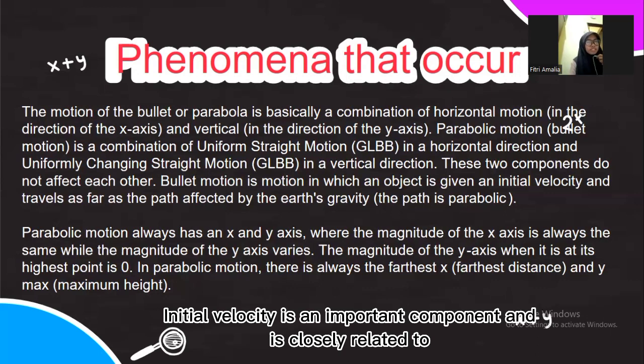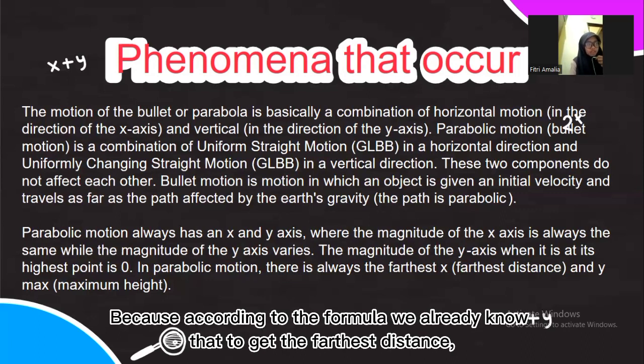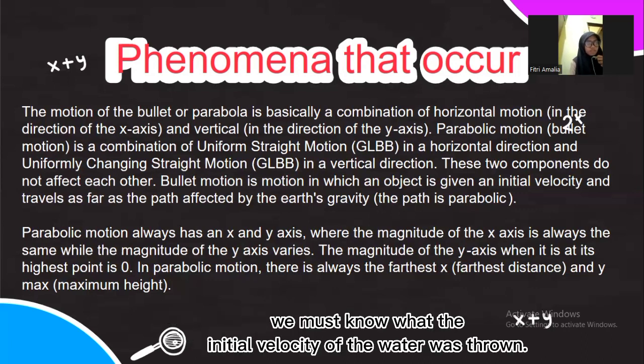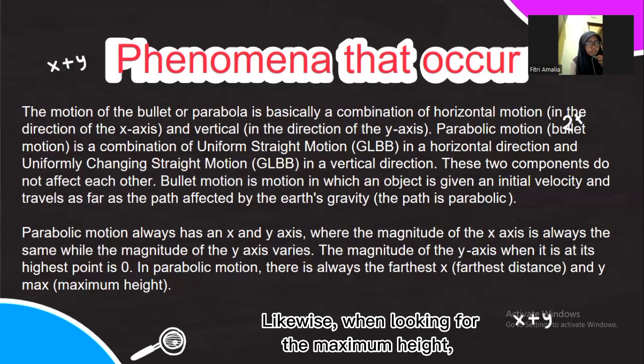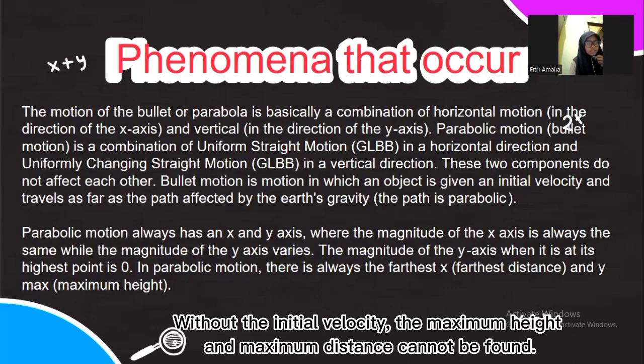Initial velocity is an important component and it is closely related to elevation angle, maximum distance, and maximum height. Because according to the formula, we already know that to get the farthest distance, we must know the initial velocity of the water that was thrown. Likewise, when looking for the maximum height, we must use and know the initial speed. Without the initial velocity, the maximum height and maximum distance cannot be found.